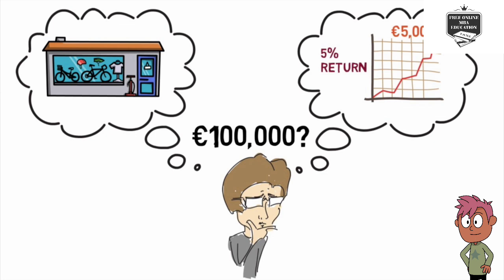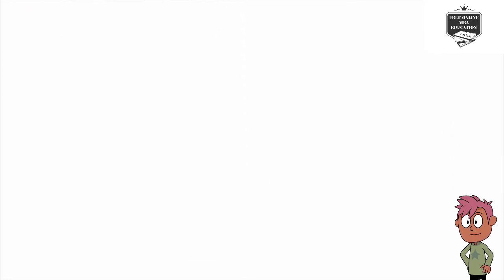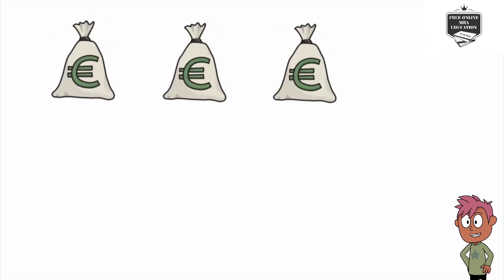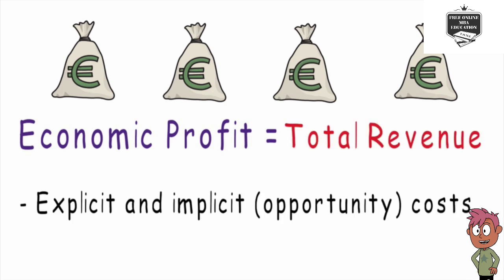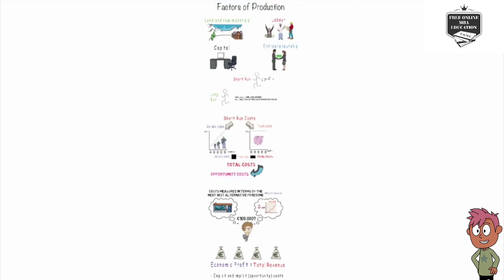Maybe that share would give you 5% return, which would be 5,000. What you would have to have is at least from your bicycle shop a profit level of 5,000 because your opportunity cost is 5,000 in that case. And finally, to work out your economic profit, what you do is you take into account all your revenue, so your total revenue in this case, and you take away all your costs, which include your explicit plus your implicit or opportunity costs.